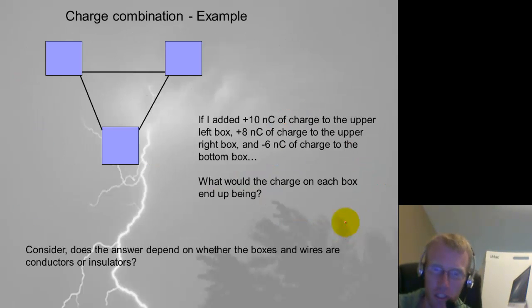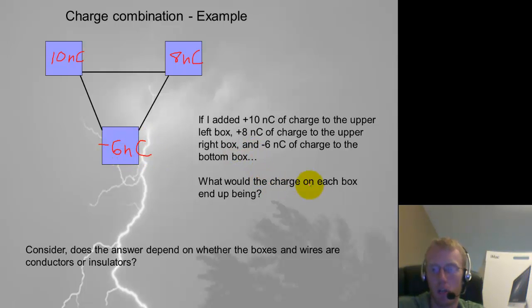Okay, so let's do a small example. What happens when you combine different charges? Suppose we added 10 nanocoulombs, remember n is nano, to the upper left box. So here we have 10 nanocoulombs, 8 nanocoulombs to the upper right box, and -6 nanocoulombs to this box. What would the charge on each box end up being? So how will these charges move when they're exposed to a situation like this?